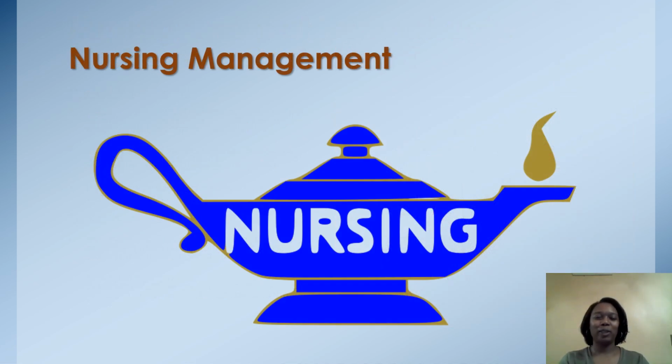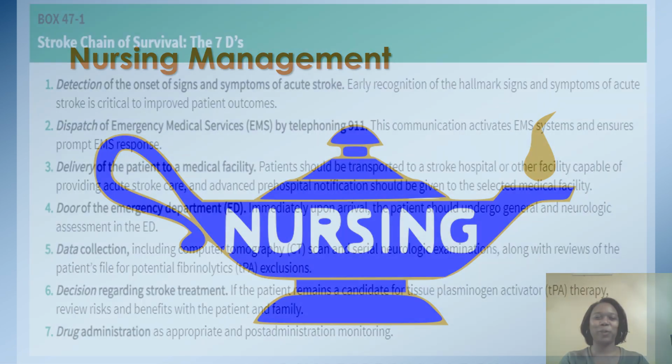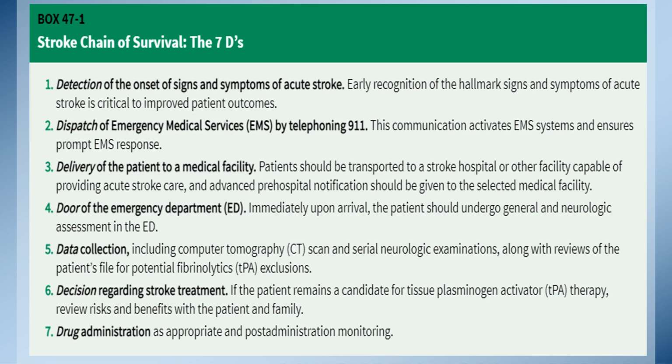Nursing management. So let's begin talking about nursing care and how we are going to care for our patient. This can be found in your textbook on page, I believe it's 1354, and this is box 47-1. So these are the stroke chain of survival, or the 7 Ds. This is just the steps in order to get your patient the proper treatment in the proper time frame.